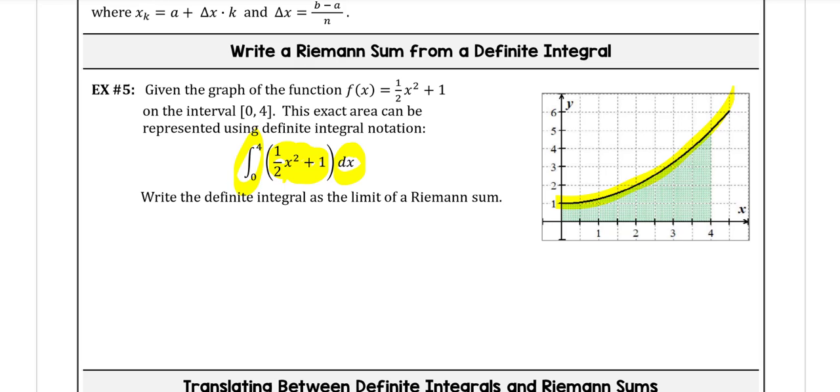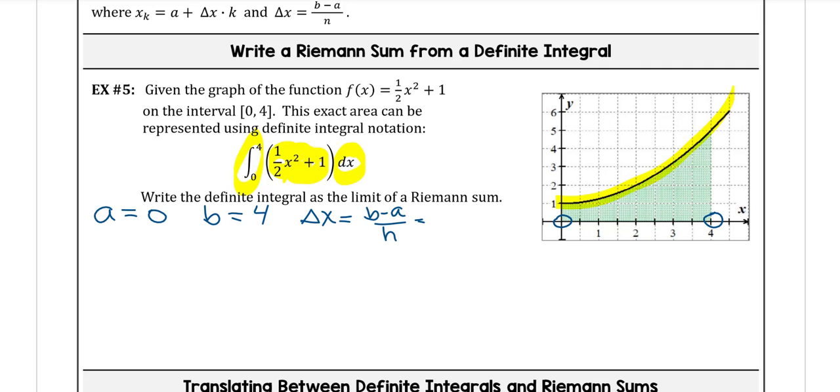We want to first start by finding our a and b. As we can see from the graph or from the definite integral, a is 0 and b is 4. Can we see that here? Because our shaded area starts here at 0 and ends at 4. So now we can find our delta x, which is (b minus a) over n.